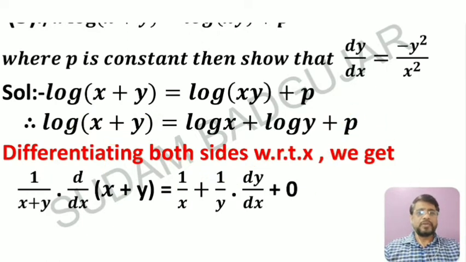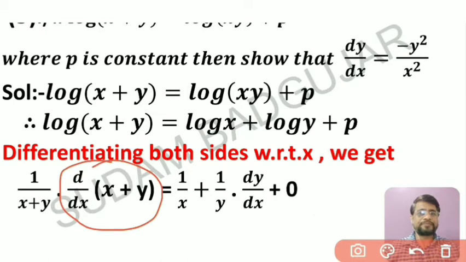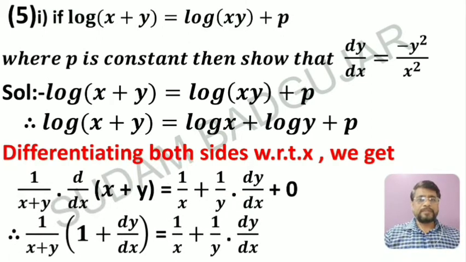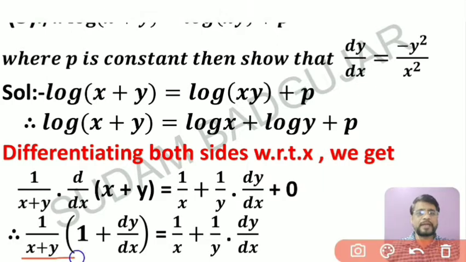Okay, now you have to simplify the derivative of x plus y by using the u plus v formula. The next step is 1 upon (x plus y) into (derivative of x is 1, plus dy by dx) is equal to 1 upon x plus 1 upon y into dy by dx. Now open this bracket, that is 1 upon (x plus y) into 1 plus 1 upon (x plus y) into dy by dx.